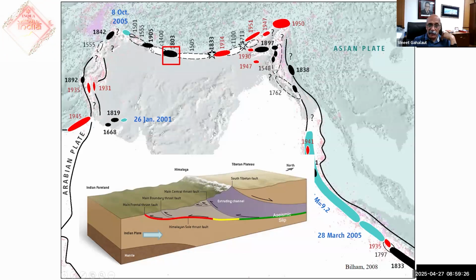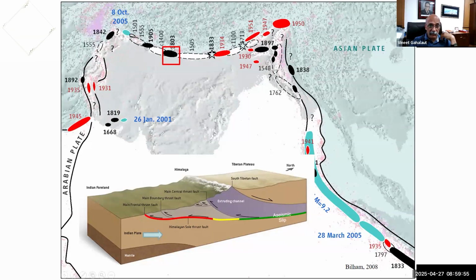The 1905 Kangra earthquake did not reach Garhwal Kumaon. There were some reports of damage in the Dehradun region, but then it turns out that the rupture of the 1905 earthquake at least did not reach the Garhwal Kumaon region. So this region has not produced a big earthquake in at least the last 500 or 700 years, to be safe on that side.